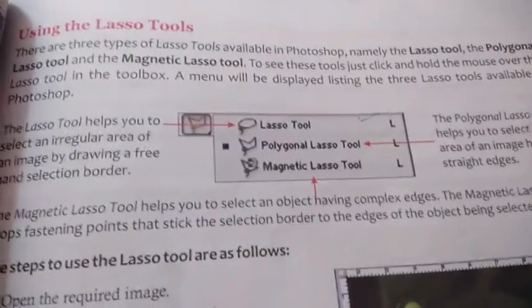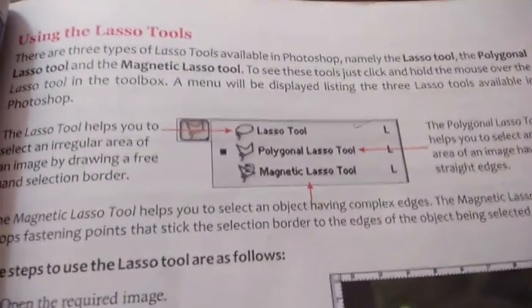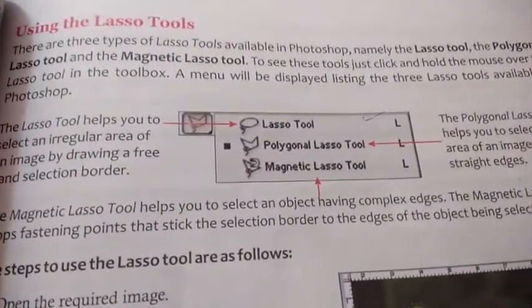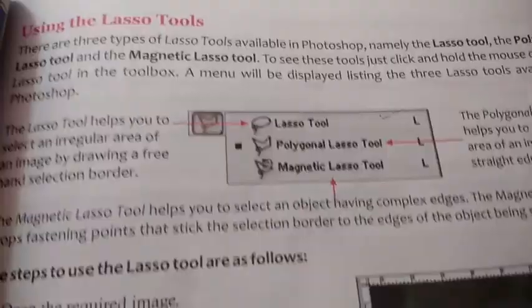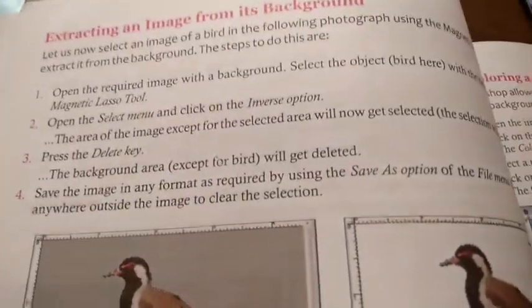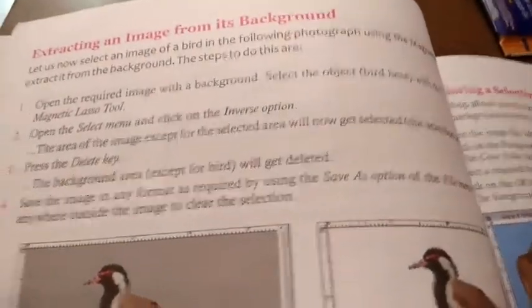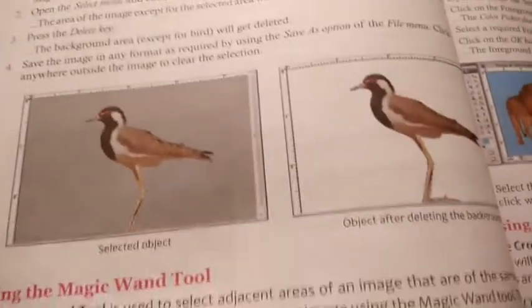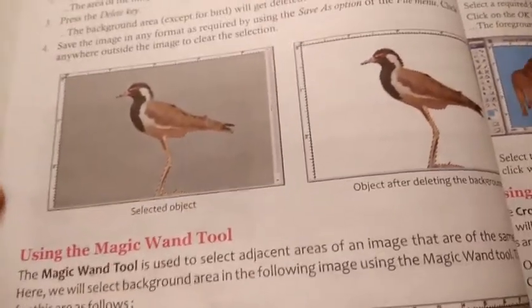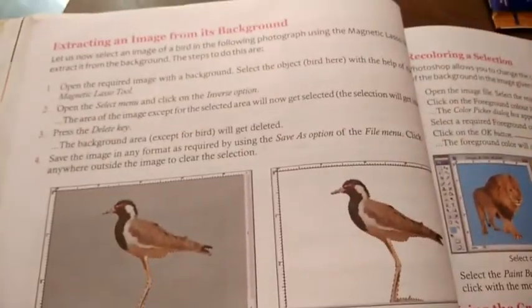And next topic we discussed was using the lasso tools. There are three types of lasso tools, students: the lasso tool, polygonal lasso tool and magnetic lasso tool. After that we discussed extracting an image from its background area to place it in another picture. And then, students, using the magic wand tool, we already discussed in the last class.